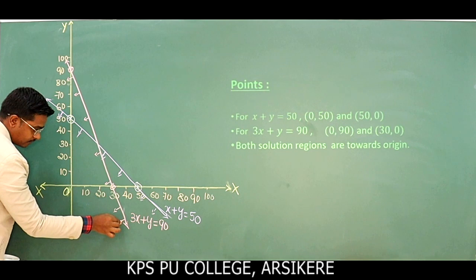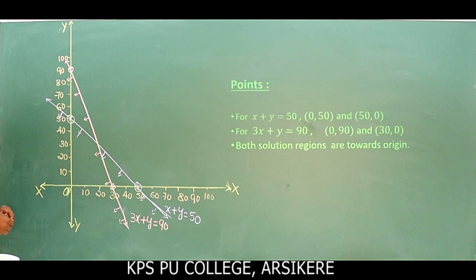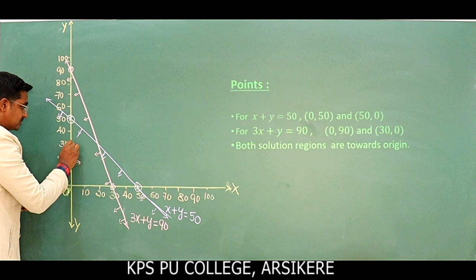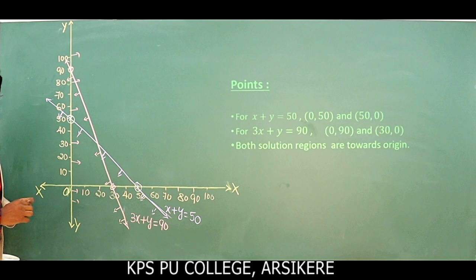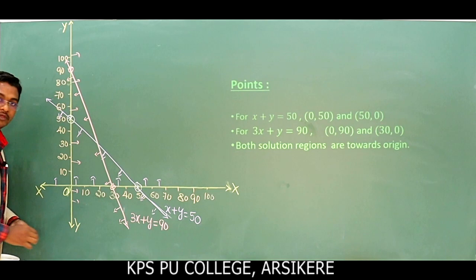Then again we have the non-negative constraints, that is x greater than or equal to 0 and y greater than or equal to 0. Now first, x greater than or equal to 0 means to the right of the origin. Clear? Right of the origin. Both the lines are to the right of the origin. So what about y greater than or equal to 0? That is above the origin. Clear? Above the origin.